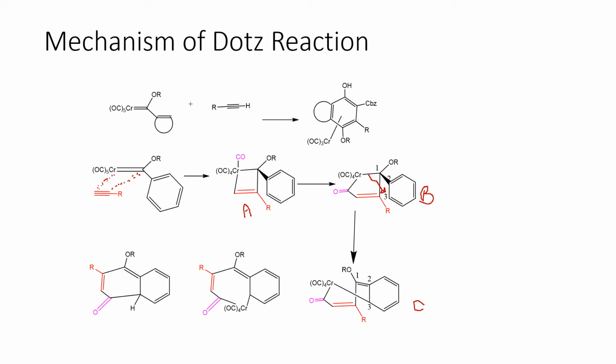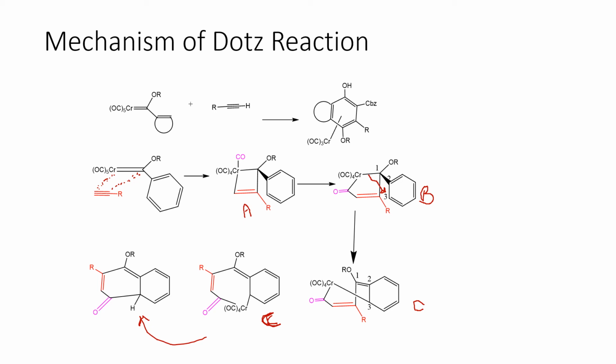What I have done is I have drawn another form of C so that you can see how this intermediate is not so strained after all. It's a perfect metallocycloheptatriene, in fact. Okay, so you do have a nice intermediate C formed, which can extrude CrCO4, which can undergo reductive elimination in order to give you the product.